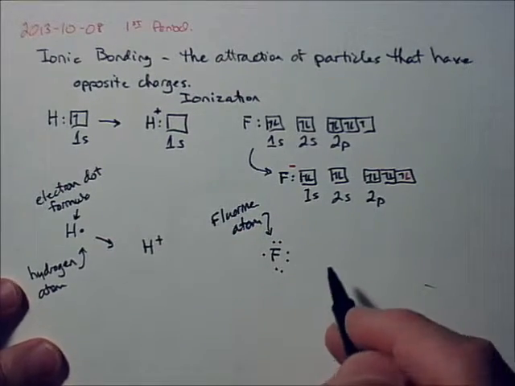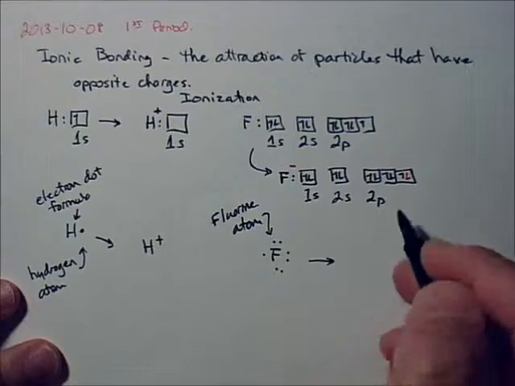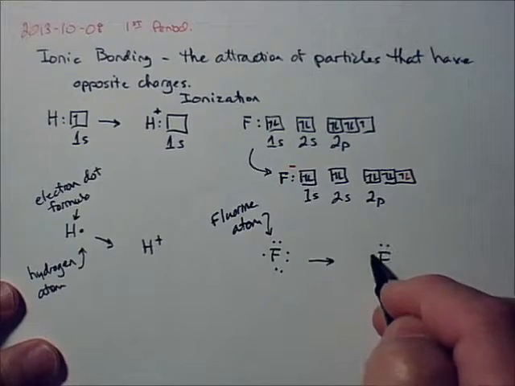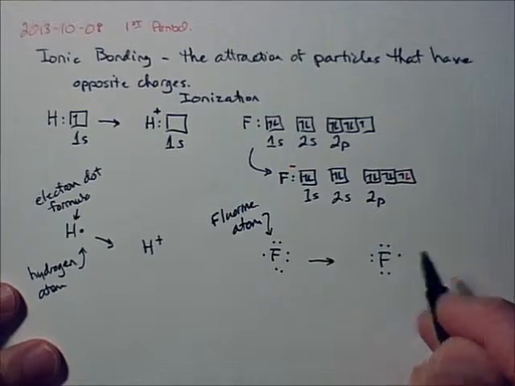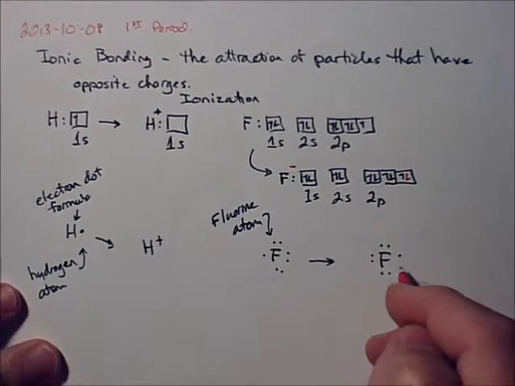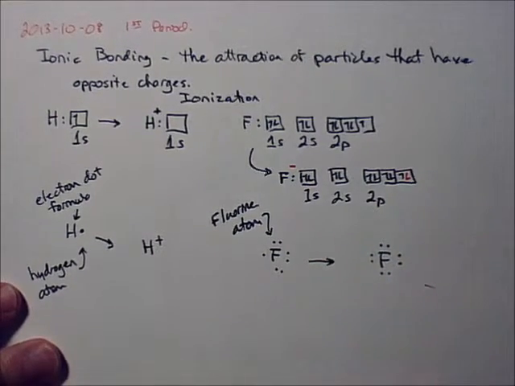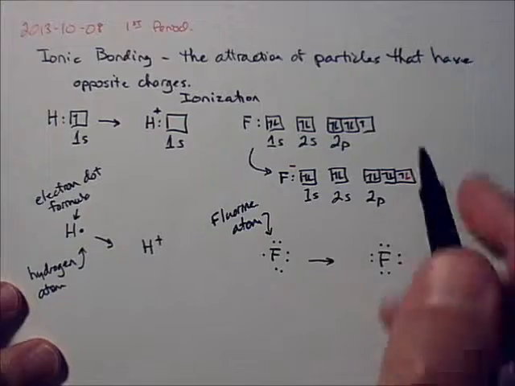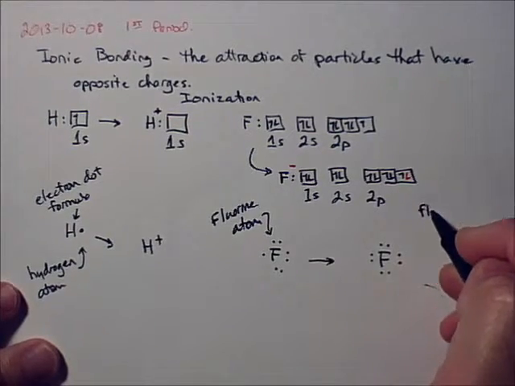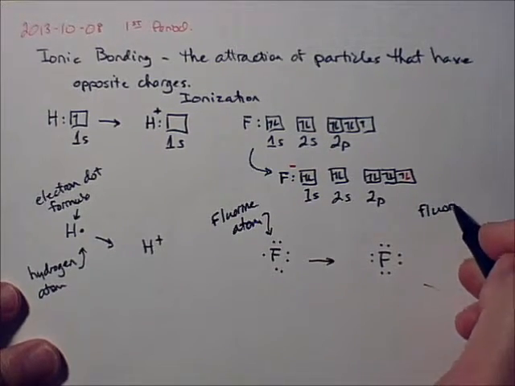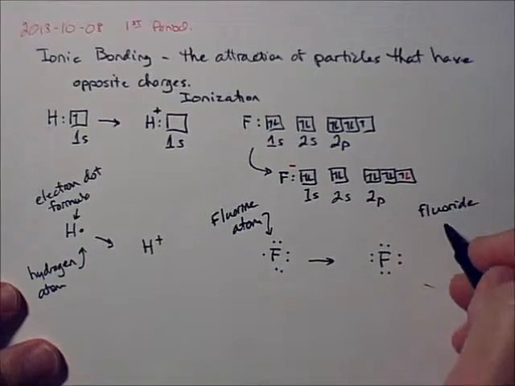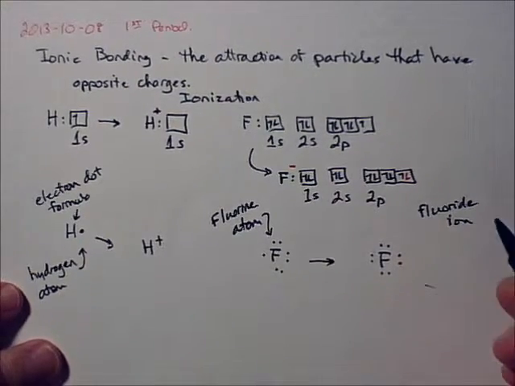Okay, and we're going to add an extra electron on there. I'm going to make this a little red dot just to show that's what we're doing. This is going to be our fluorine ion now. Actually, it becomes a fluoride ion because it's negatively charged. We did that in the last unit.